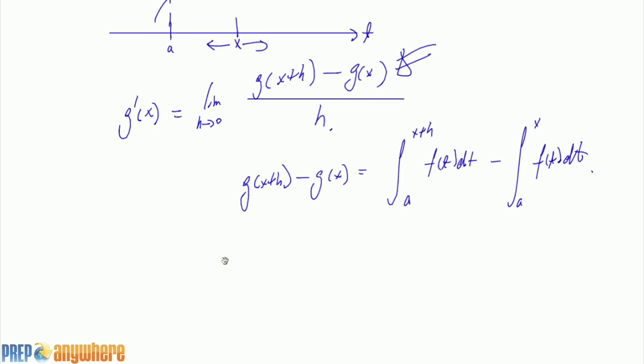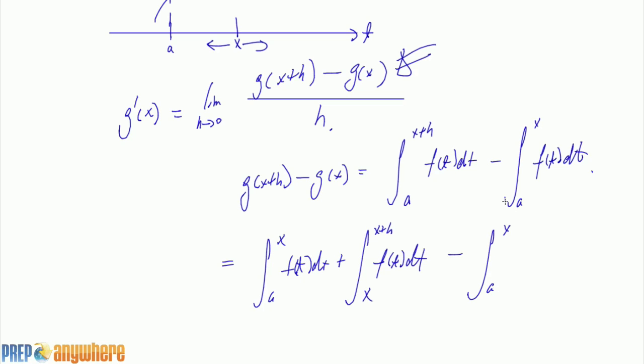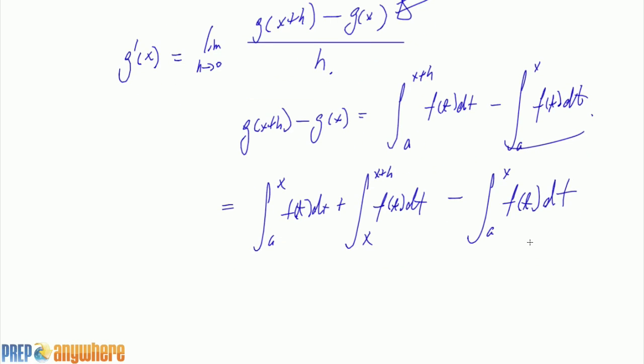Now using the property of integrals, I can change that into the integral from a to x of f at t dt plus the integral from x to x plus h of f at t dt, and leave the back part alone. Not do anything with that yet. And when I do that, look. So really, it's just the integration from x to x plus h of f at t dt.